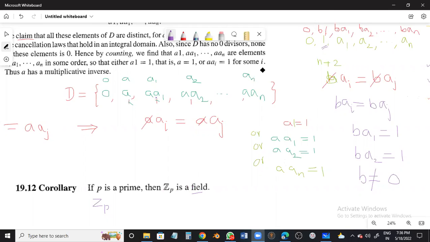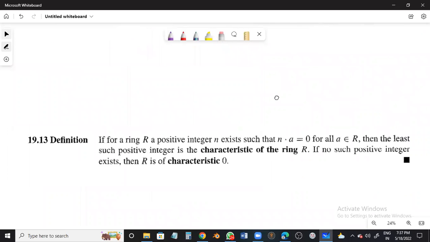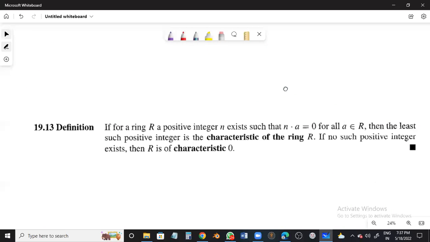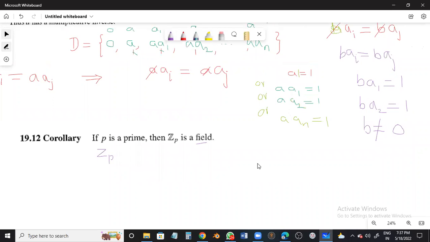Okay, so I would like to go ahead then. This part we will see later. So I think this is sufficient as far as integral domain is concerned. So for integral domain, let us stop here itself.